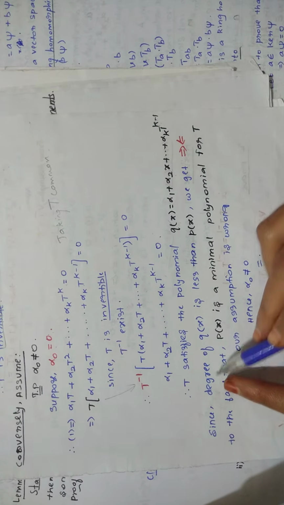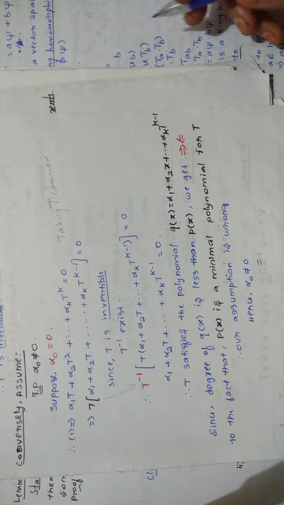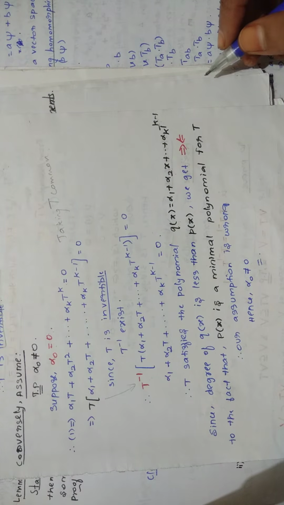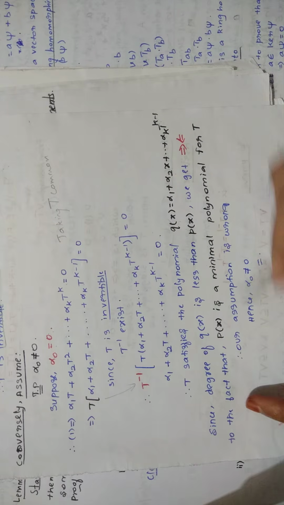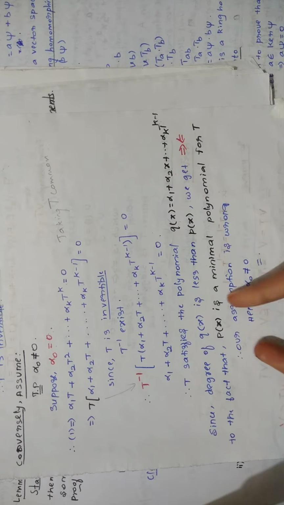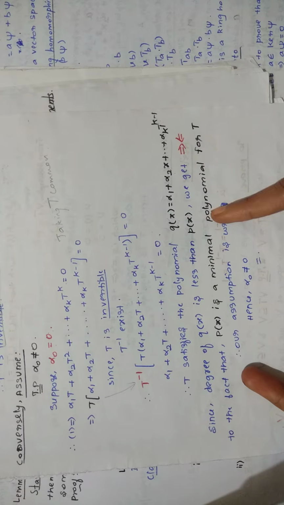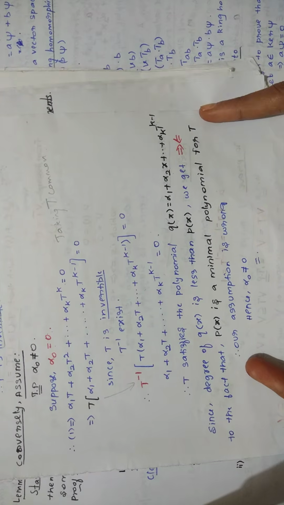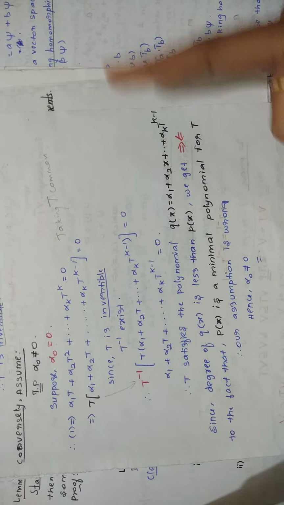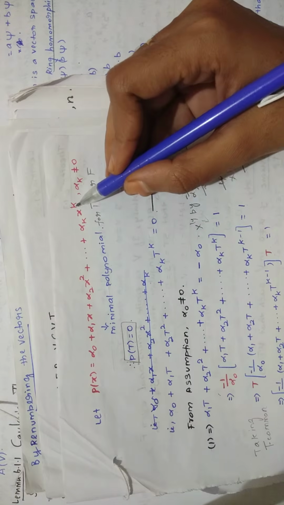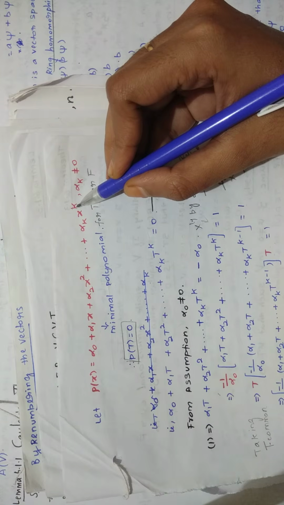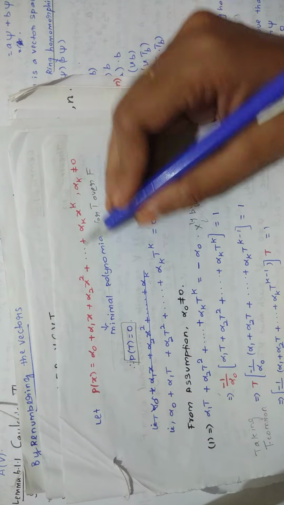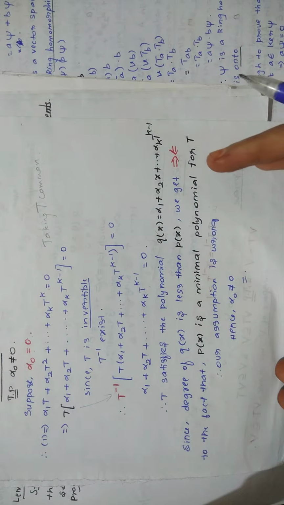Since the degree of q of x is less than that of p of x, we get a contradiction to the fact, which is what you are writing in this line: P of x is a minimal polynomial for t. What is the condition? Here you are taking P of x as a minimal polynomial. It means t does not satisfy any polynomial having degree less than k, but here t is satisfying. So you are getting a contradiction.